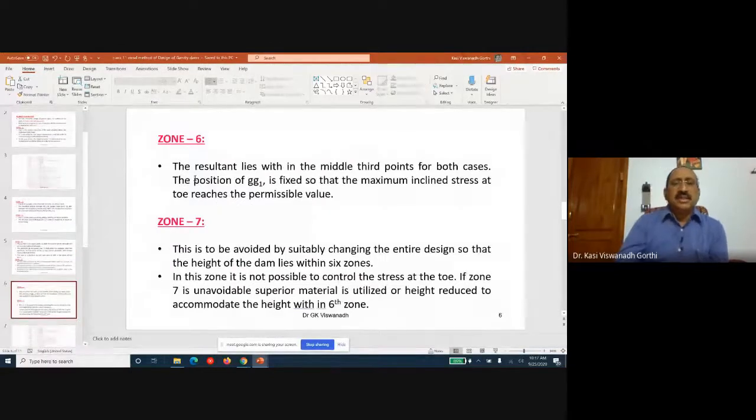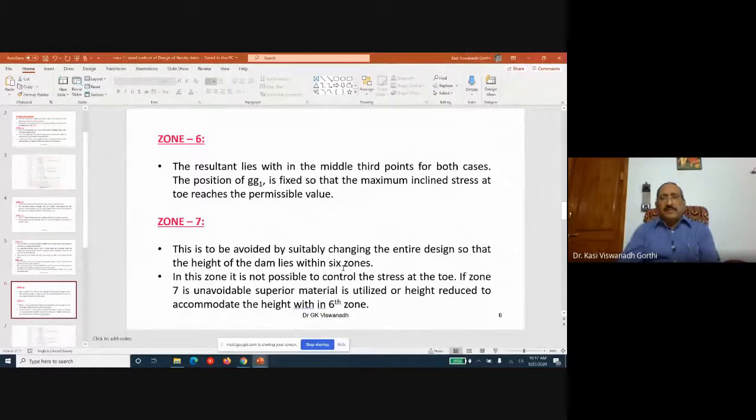Zone 6: the resultant lies within the middle third point for both the cases. The position of GG1 is fixed so that the maximum inclined stress at the toe reaches the maximum permissible value. Zone 7 is to be avoided, to the maximum extent possible, by suitably changing the entire design so that the height of the dam lies within the 6 zones.